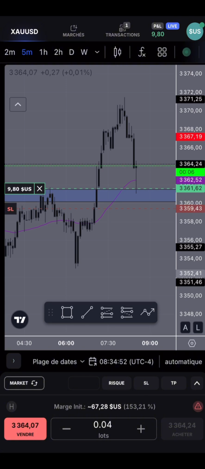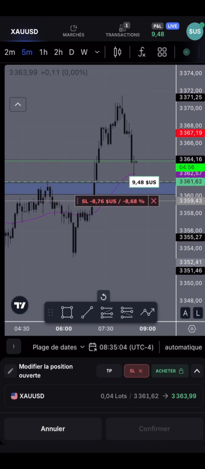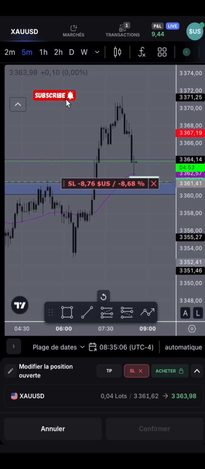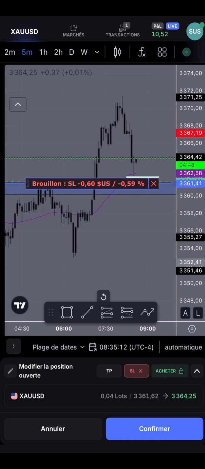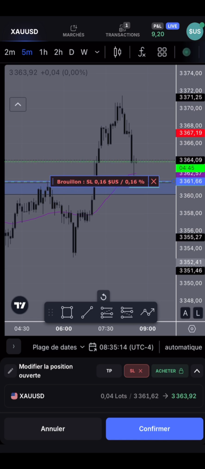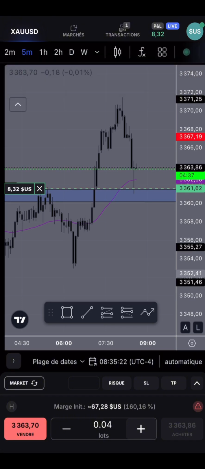A couple minutes went by, and we are now entered into our trade. We already have a 1-to-1 risk to reward. So our management technique will be to move our stop to break even. So let's just do that. And so now we have removed all risk from this trade. And yeah, let's see how it goes.